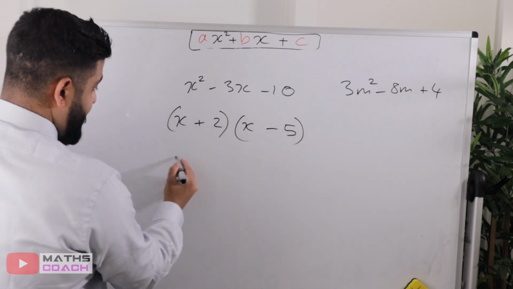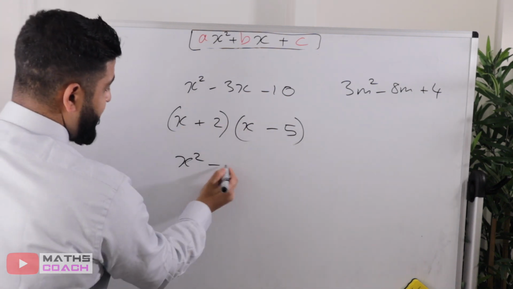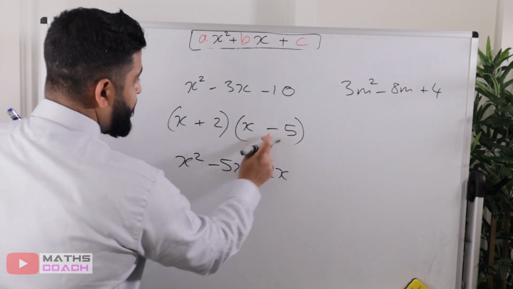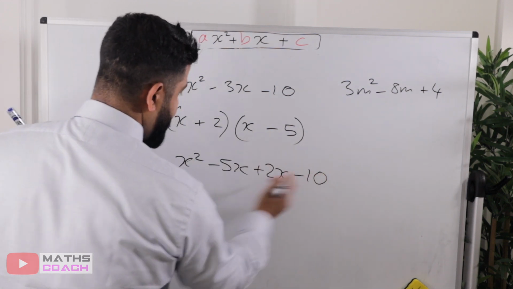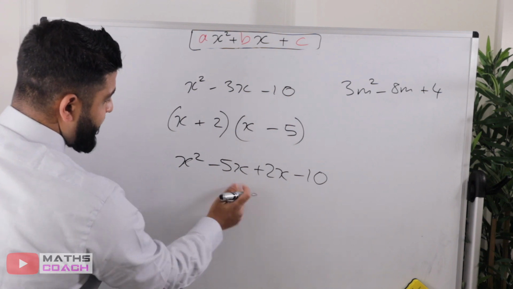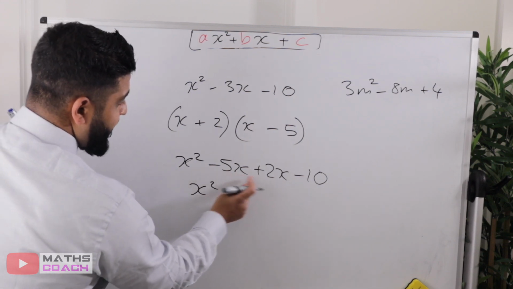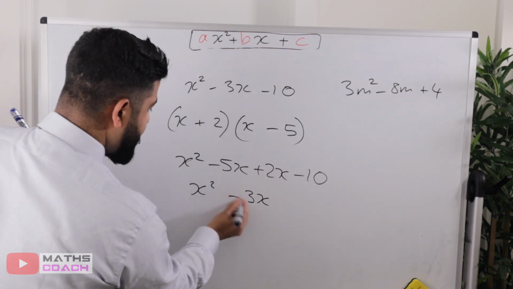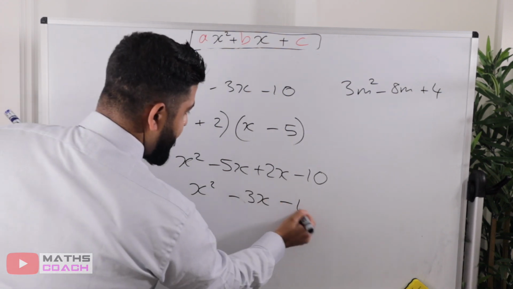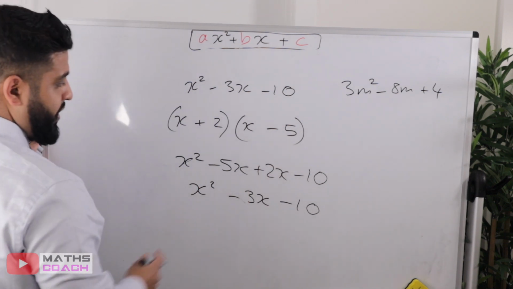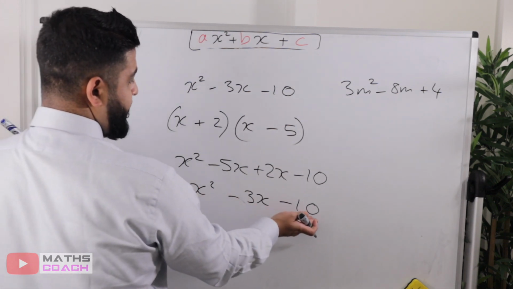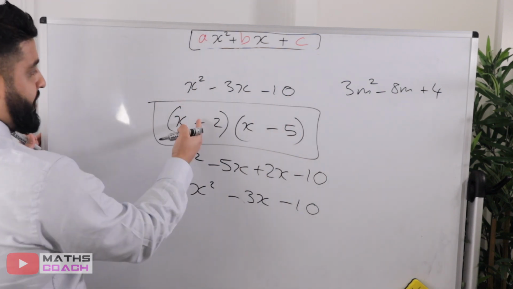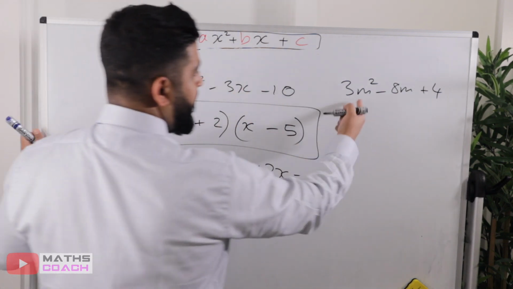So x times x is x squared, x times minus 5 is minus 5x, 2 times x is plus 2x, and 2 times minus 5 is minus 10. So what do these two in the middle give, when you collect them up? You get minus 5x plus 2x, which is minus 3x, and minus 10. Okay, so there you go, x squared minus 3x minus 10. So that is the factorization of this.